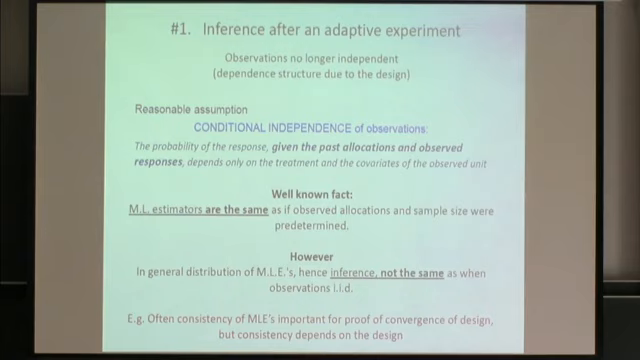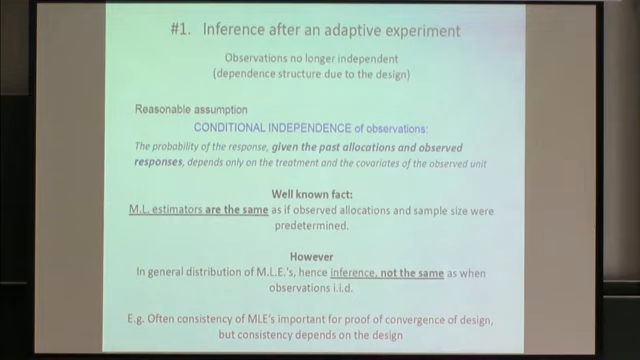I don't mean the unit. I mean the allocation of the treatment to the unit depends on the past observations. And it's a well-known fact that the maximum likelihood estimators are the same, whether or not the design is sequential, is adaptive or not. But also, as we've noticed before, the inference is not the same because of the distribution of the maximum likelihood estimates, and it depends on the design.